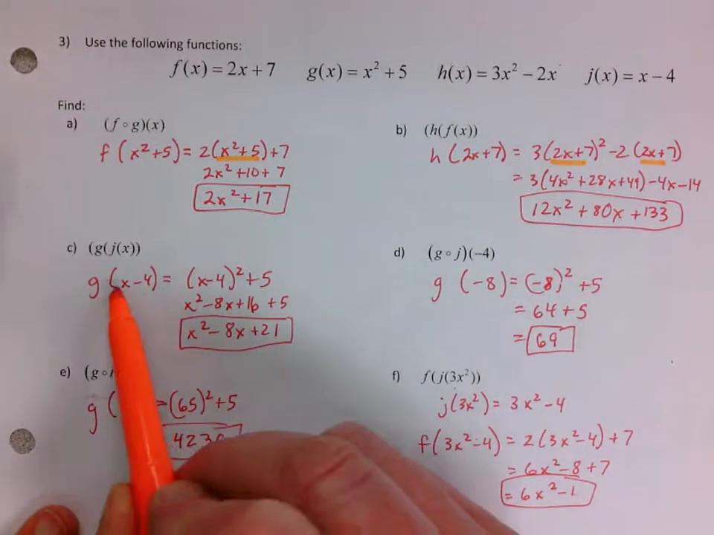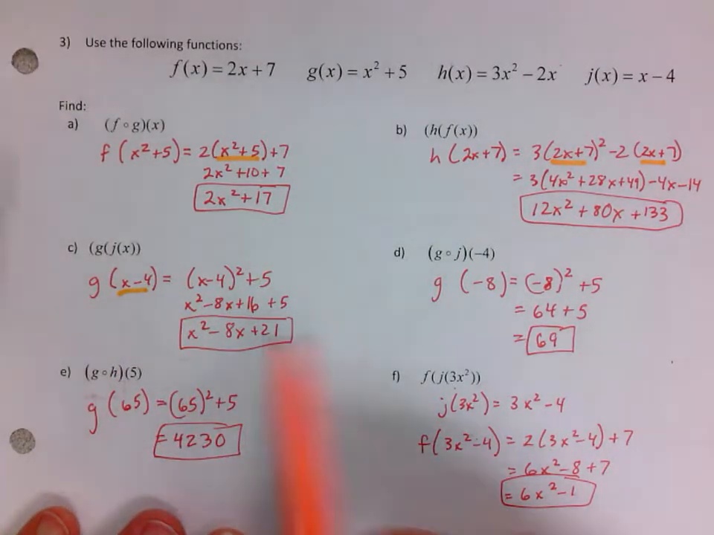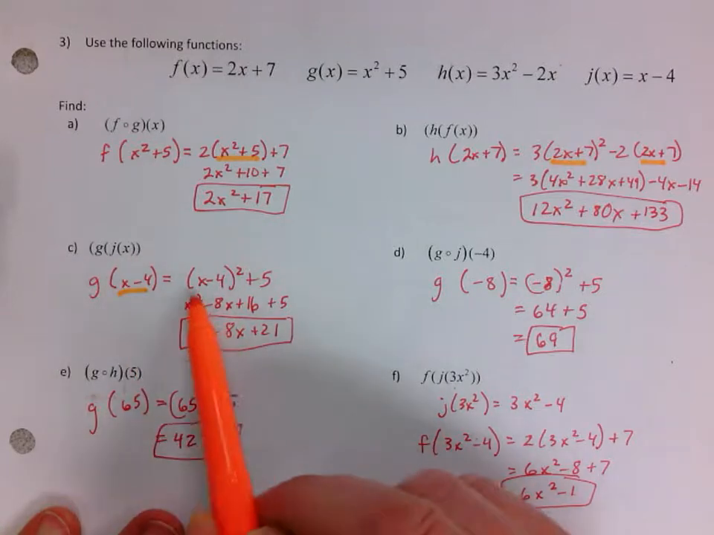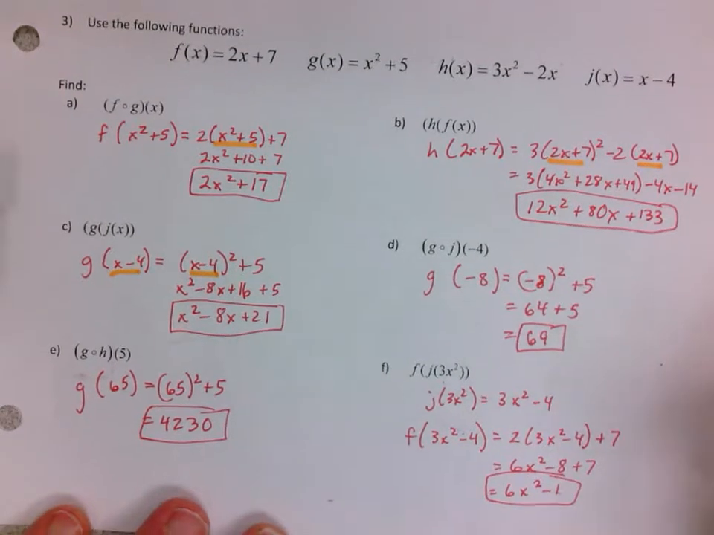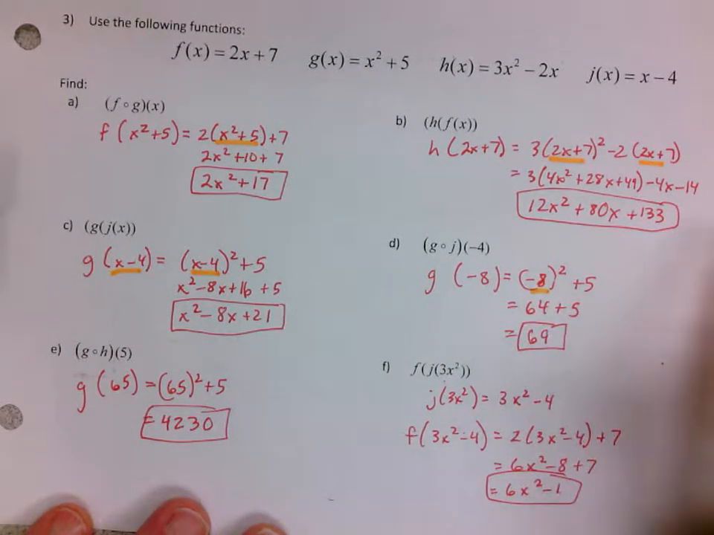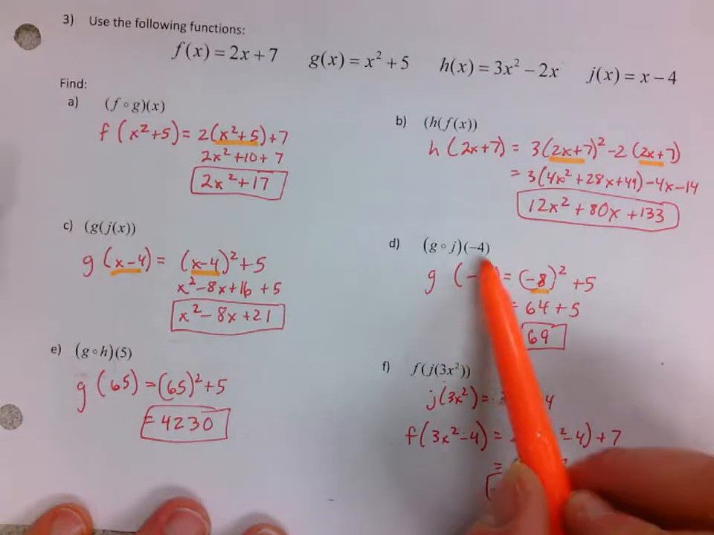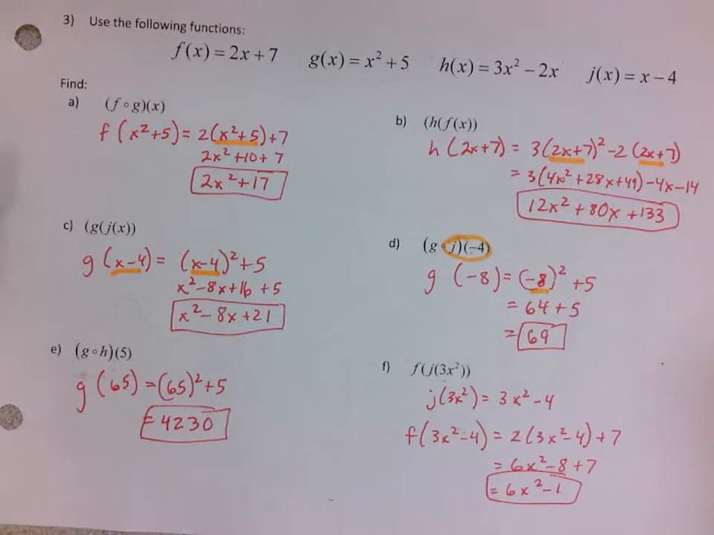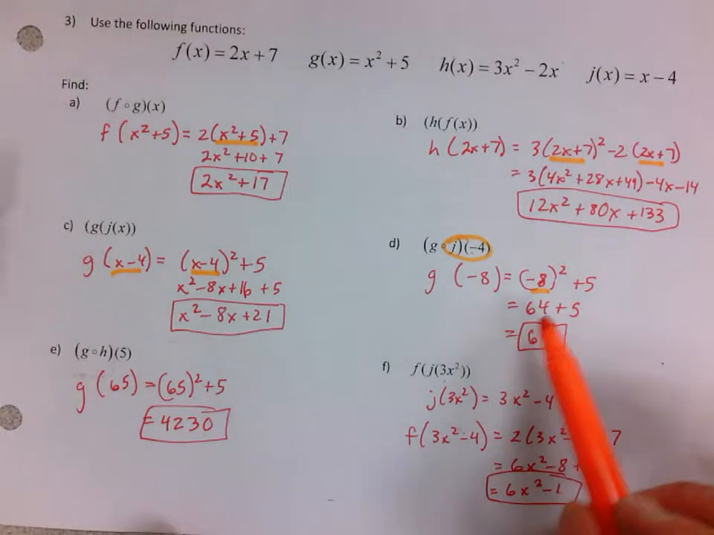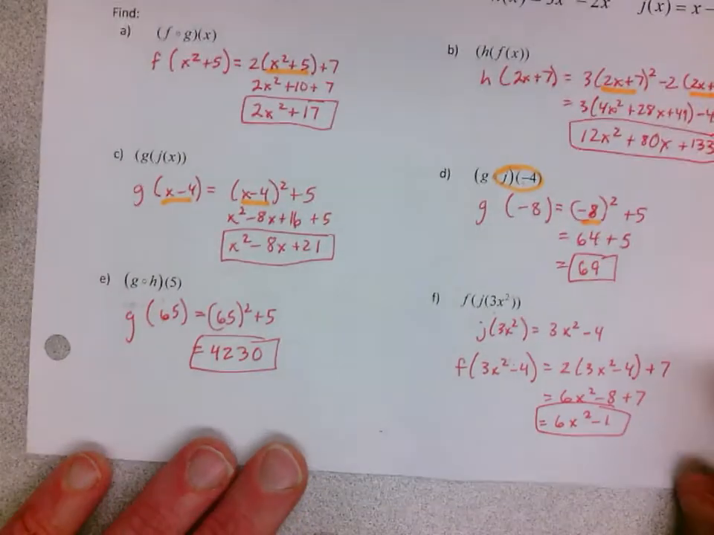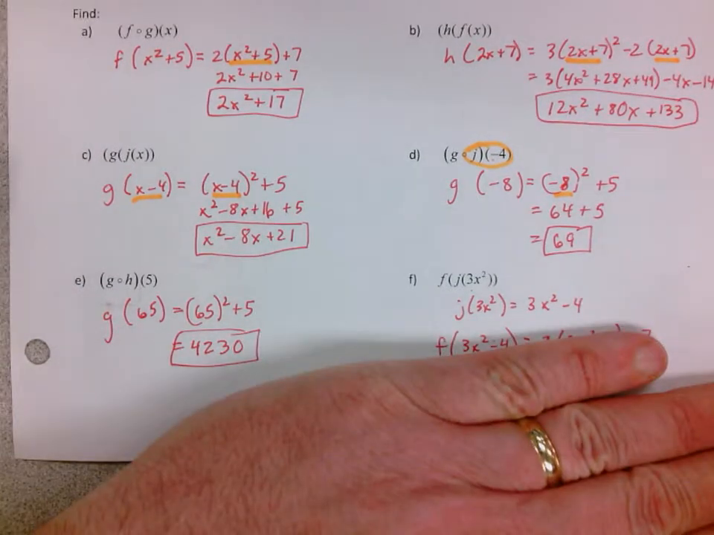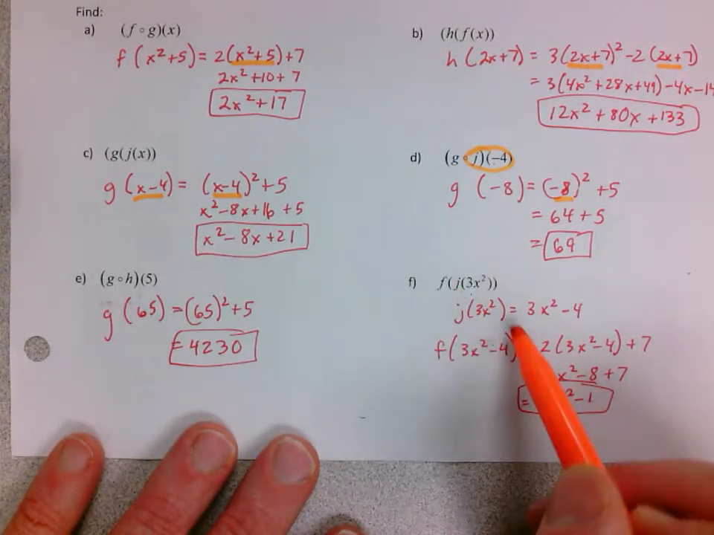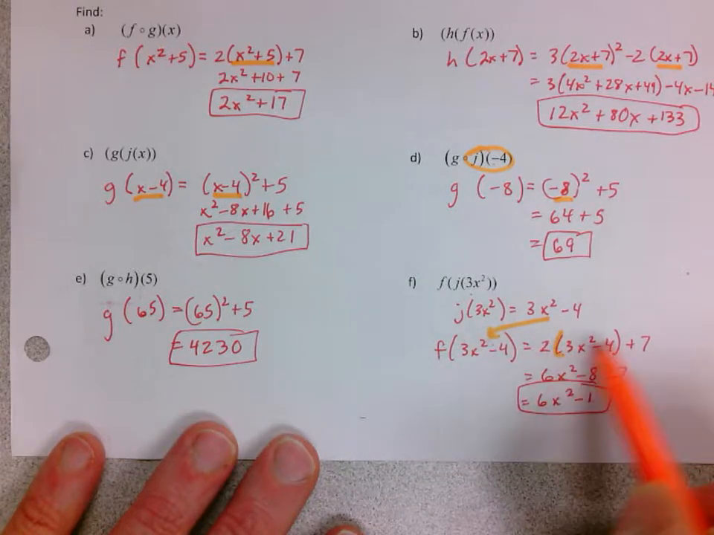g of x minus 4, because that is the j value, so that's x squared. With numbers, find out what j of negative 4 is and plug it in. So really j of negative 4 is negative 8. Plug it in, evaluate. The number ones are actually easier. For f of j of 3x squared, what I did separately is find the j of 3x squared, and then that's going in for f of x.